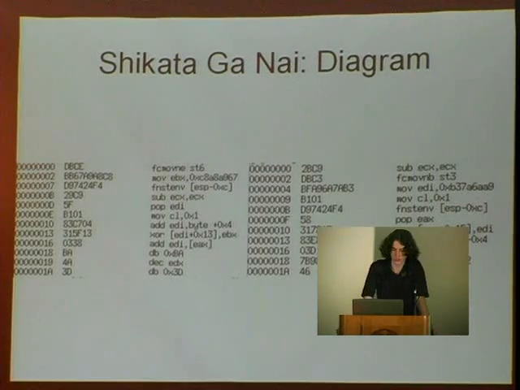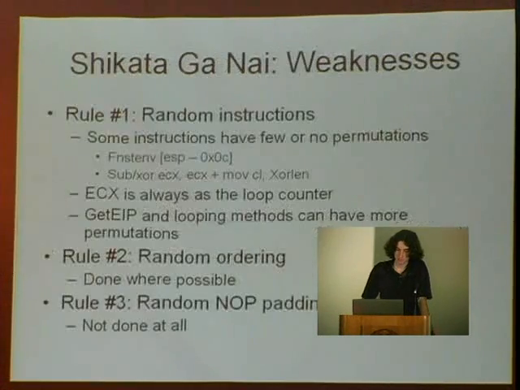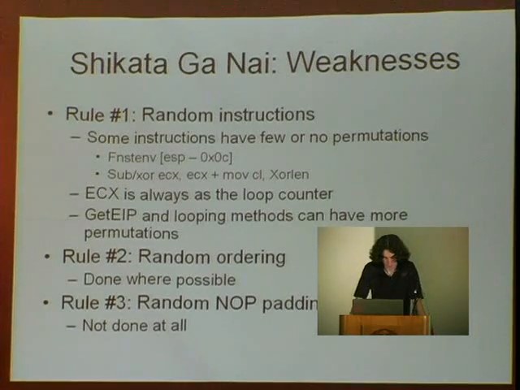And this is just a diagram of assembly dumps of 2 Shikata Ga Nai encoders. If you look at them, they're the same size, but they don't really look that much alike. So what are the weaknesses in this? If you look at the 3 rules of polymorphism, it has some weaknesses based on its implementation.